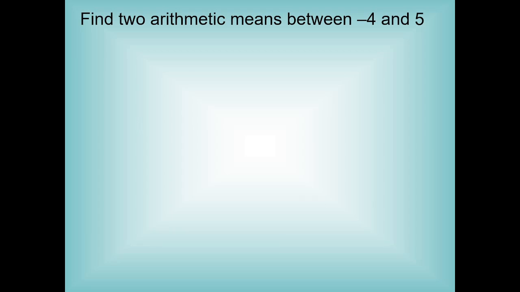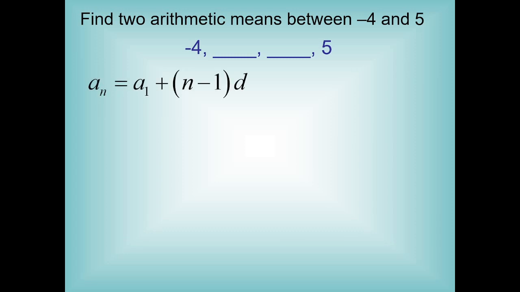Find two arithmetic means between negative 4 and 5. There you have it. So the process is this. How do we solve the arithmetic means here? So we need to solve the common difference first. So take note, this is the first term, the second term, the third term. A sub n is the fourth term. So we all know that A sub n is the number 5. And it's the fourth term.